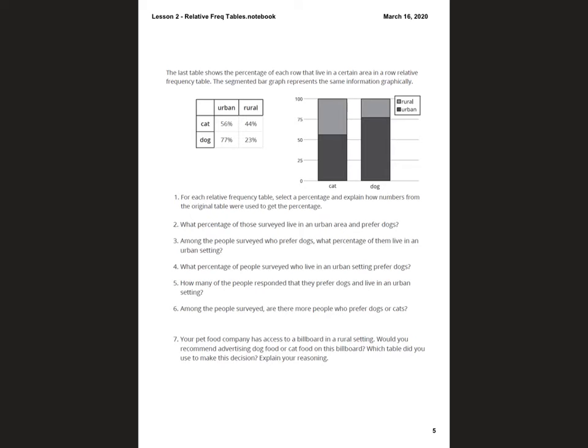Okay, in this last chart, notice that each row adds up to 100%. This means it was created by taking each value and dividing it by the total for the row. For example, 54 divided by 96, which is the total preferring cats, equals 0.56 or 56%.